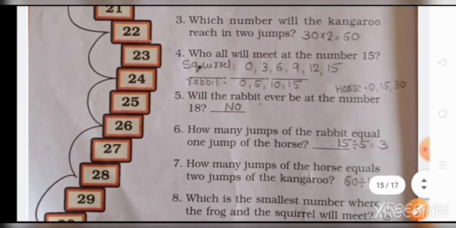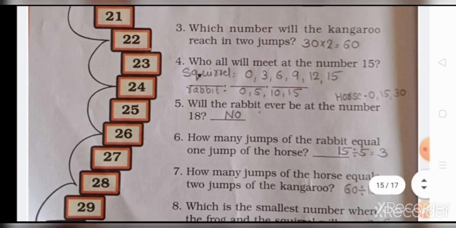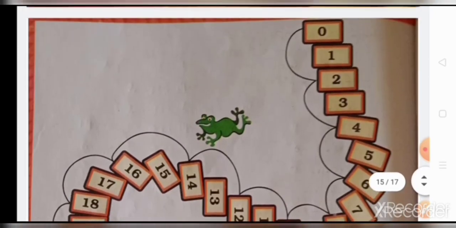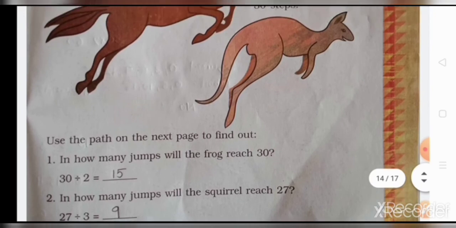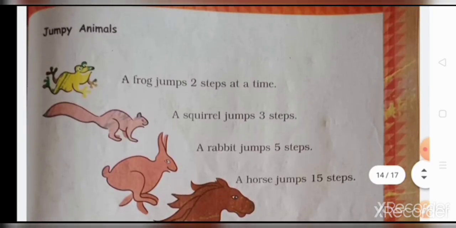How many times squirrels? 0, 3, 6, 9, 12, 15. Rabbit 0, 5, 10, 15. Horse 0, 15. Will the rabbit ever be at the number of 18? rabbit कभी भी 18 का नंबर में आता है. देखो rabbit कितना होता है? 5. 5 का टेबल में 18 होता है.